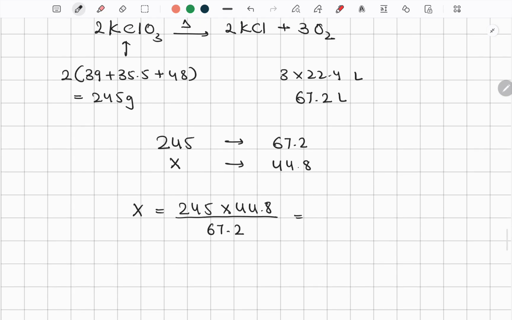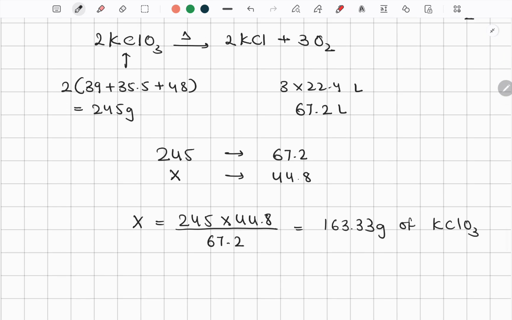which will give you the answer 163.33. So 163.33 gram of KClO3 would be required in order to produce the 44.8 liter of oxygen.